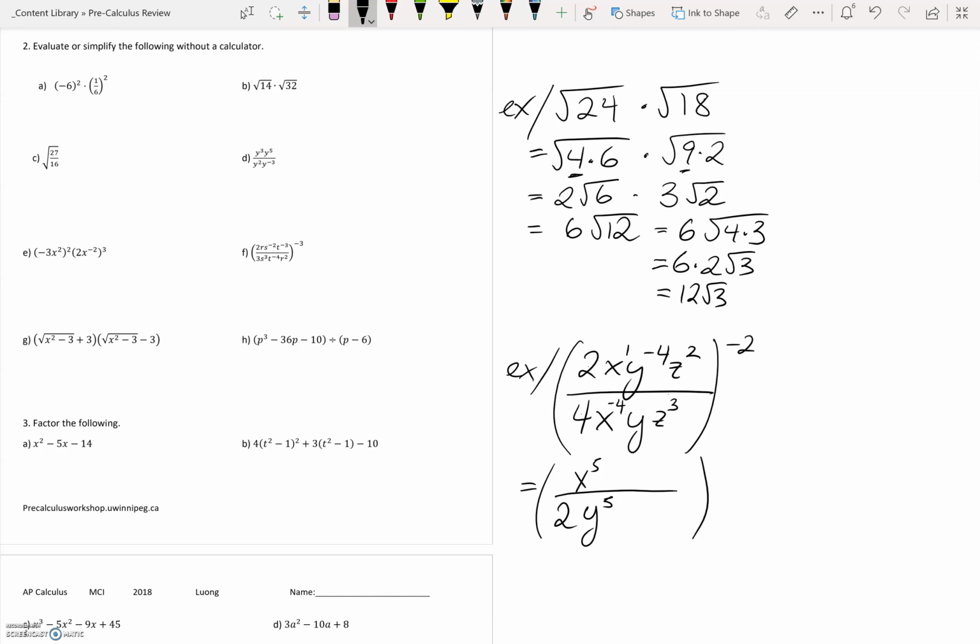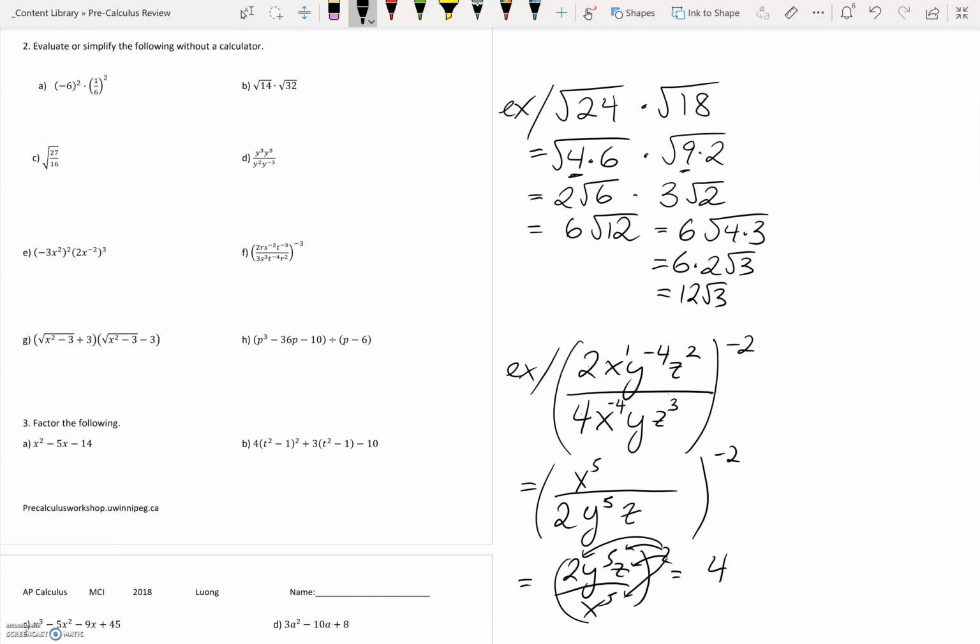And then z, 2 minus 3 is -1. So if I could put up here, it's going to be z to the power of -1. If I want it to be positive, I just throw it down here. Now we can reciprocal them to get rid of this negative exponent. And then distribute this 2. So this 2 is going to go to everything inside the bracket.